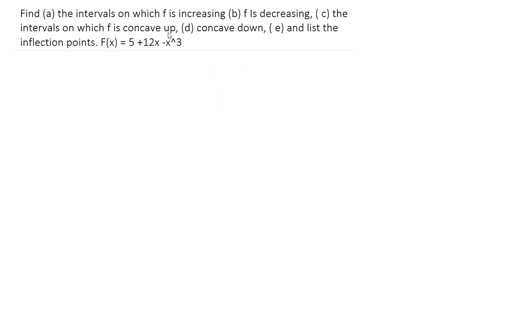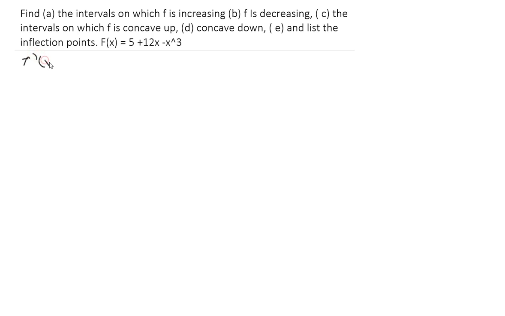So first we'll do part A and B. They're both kind of hand in hand. And so in order to find if the function is increasing or decreasing, well, we could just take the derivative. And if we take the derivative, we know if the slope is positive, then it's increasing, and if it's a negative slope or a negative derivative, then the function is decreasing. So let's go ahead and take our first derivative here.